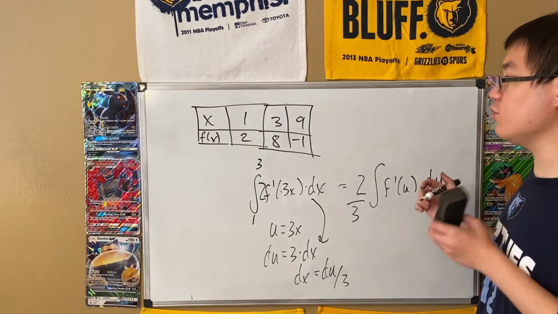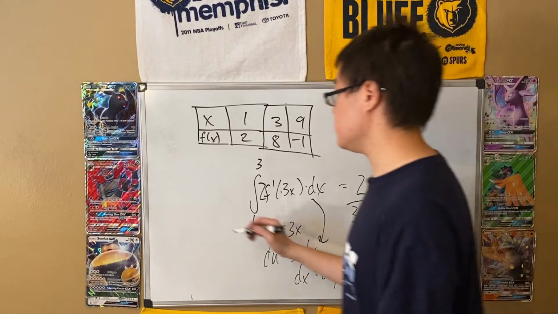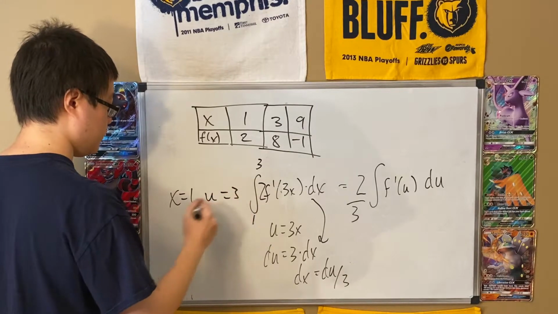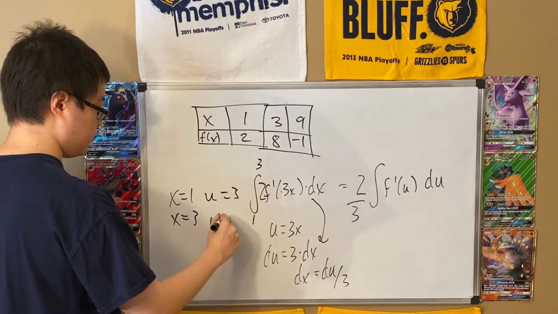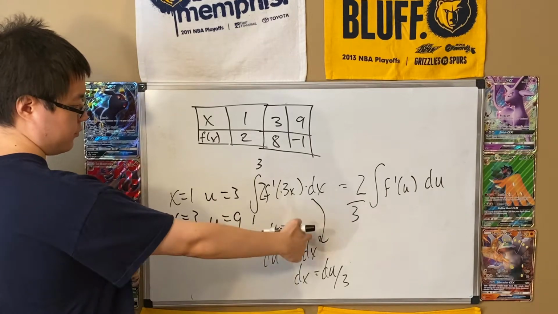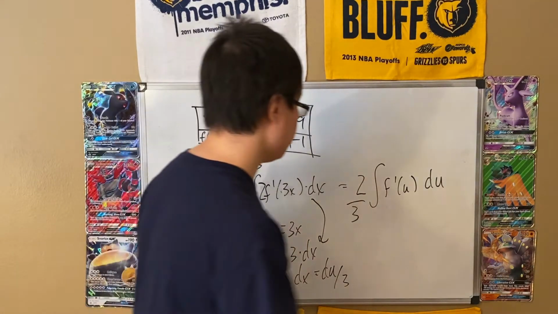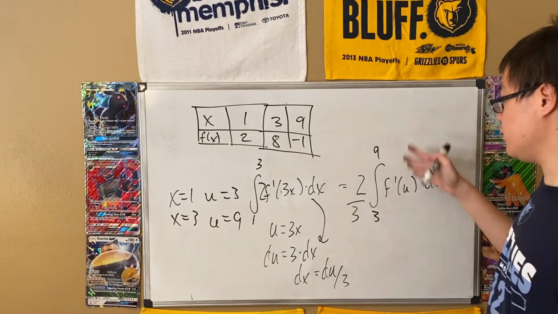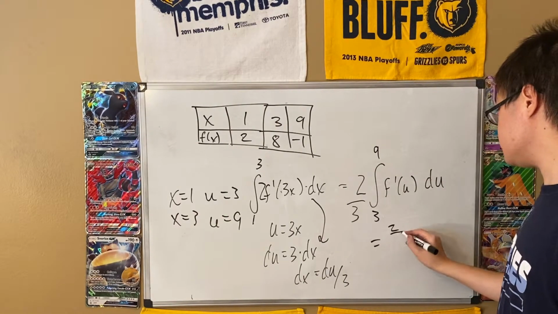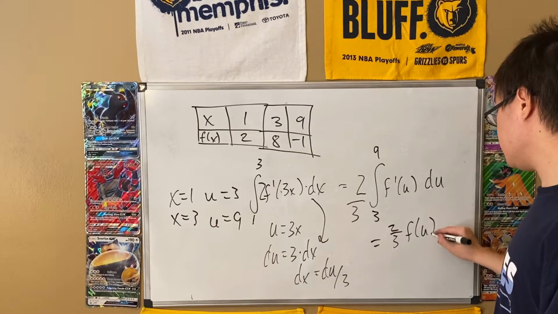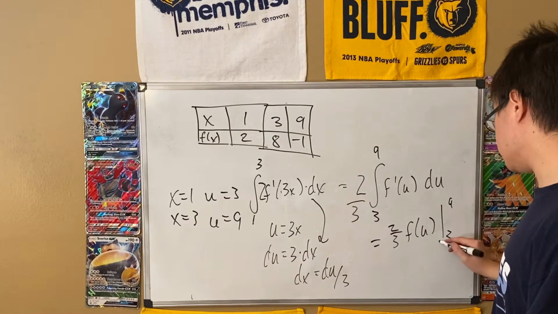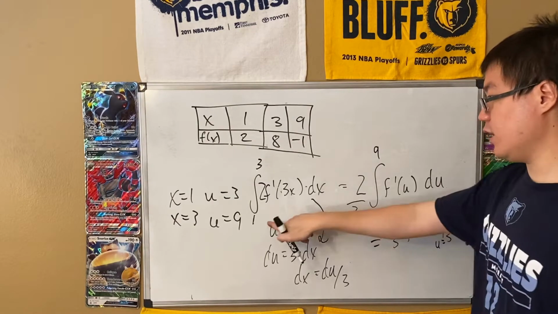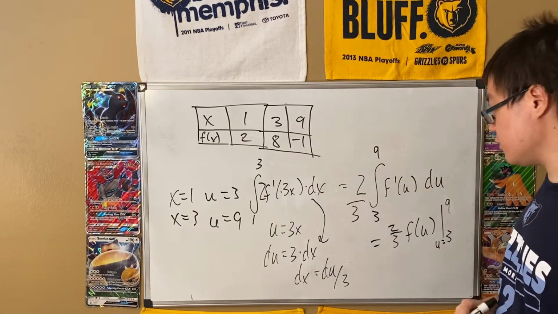And then finally, we do have to change the numbers. That is key. So when x is equal to 1, we plug it into here, so it looks like u is going to be 3. When x is equal to 3, that means u is equal to 9 because we plug in 3 here. 3 times 3 is 9. Those are going to be our new numbers. We are ready to go because everything is in terms of u's, including the numbers. So it's going to be 2/3 f of u, plugging in 3 and 9. And these are u numbers and not x numbers, meaning that they're not the original x's. They are 3 and 9 now.